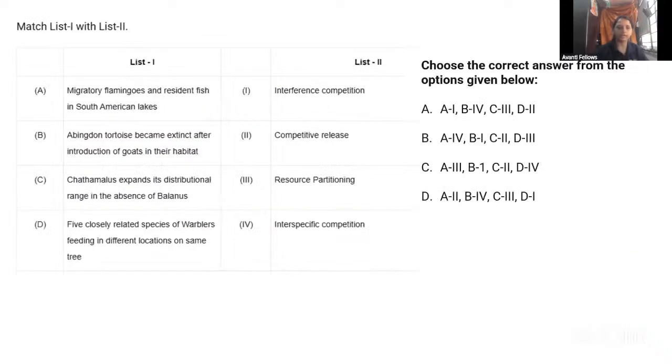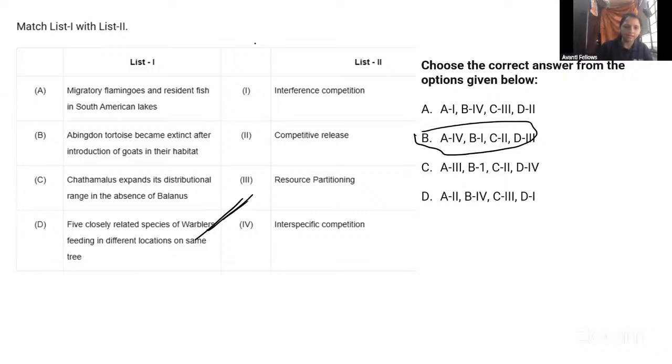I already told you. The second question, guys. Here you have to find the answer. Match the following. Okay, see here. Migratory flamingos and the resident fish in the South African lakes, Abingdon tortoise becoming extinct after the introduction of goats in their habitat, Chthamalus distribution range in absence of Balanus, and five closely related species of warblers feeding in different locations on the same tree. That last one is nothing but resource partitioning. You already know that. Then D should be 3. In which option is D matched to 3? Only in one option, right?